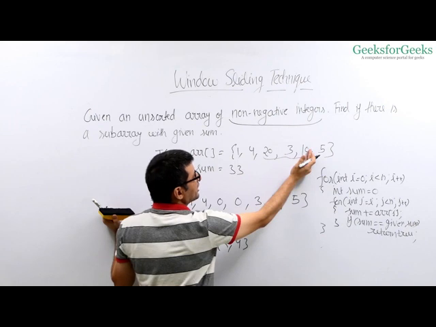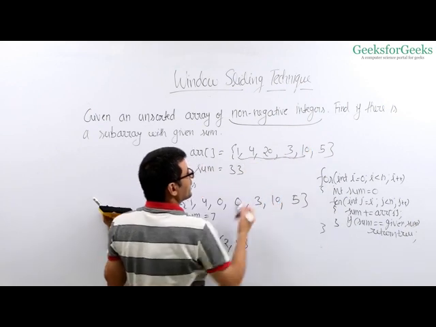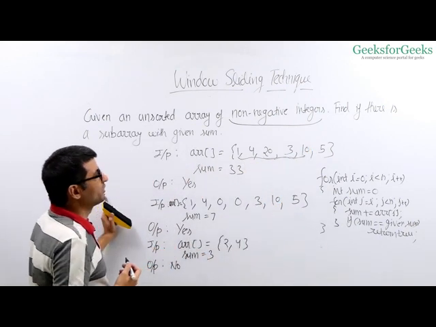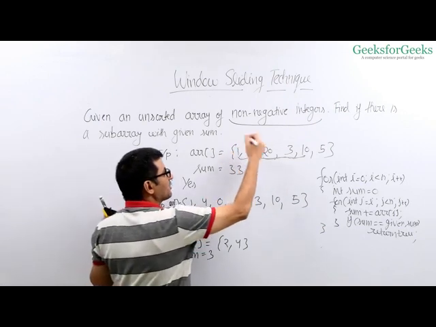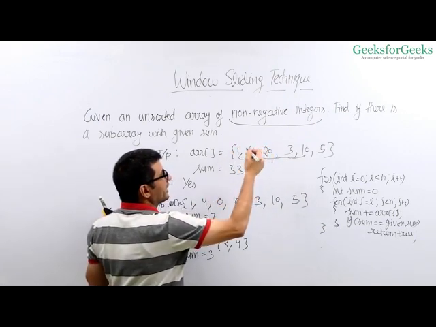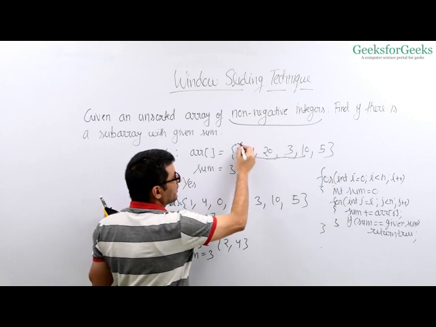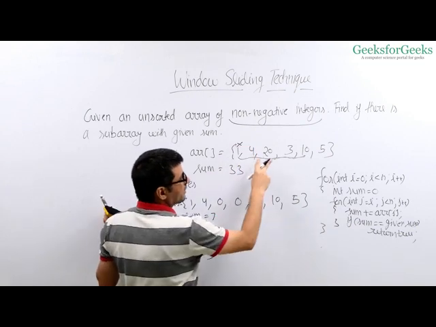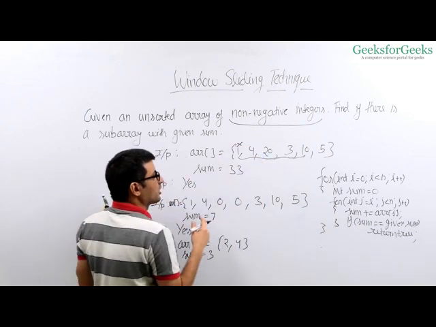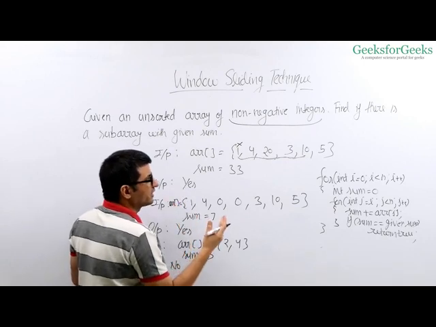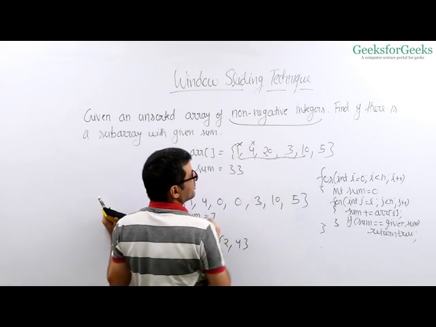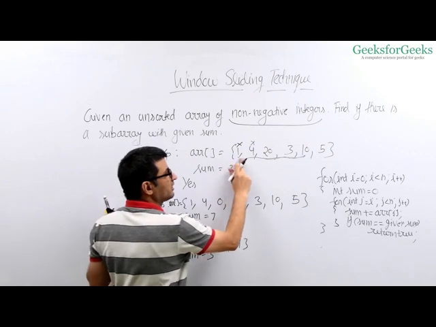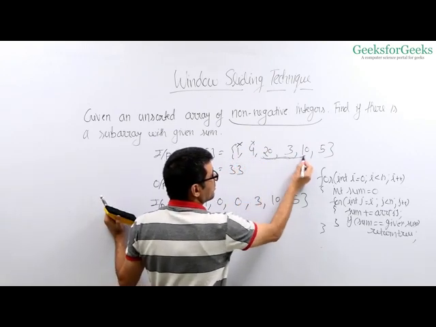Now we have 38. So this sum 38 is now greater than 33. So what do we do? We remove the elements from the beginning while this is greater than 33. So we remove 1. Now the sum is 37. It is still greater than 33. So we remove this element also. Now the sum is 33, and that's our output. This subarray is our output, right?